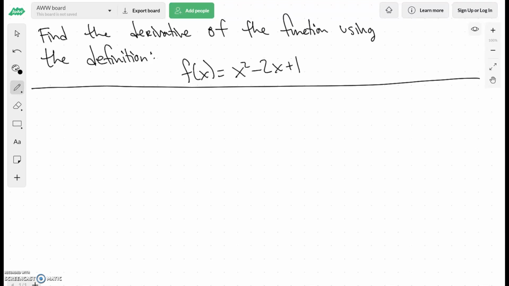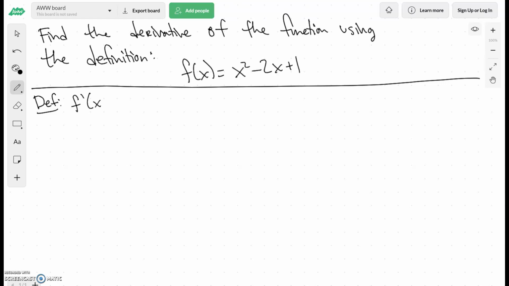Okay, for this problem, we want to find the derivative of the function using the definition of the derivative. So this is the function that we want to take a derivative of. Okay, so this we haven't gone over in class, but here is the definition of what the derivative is.